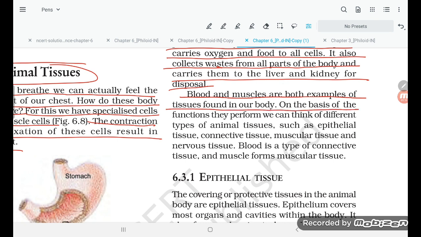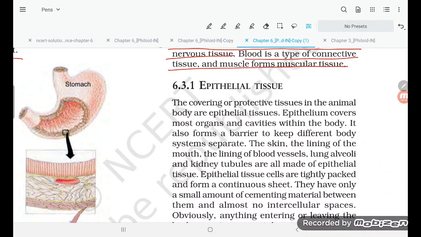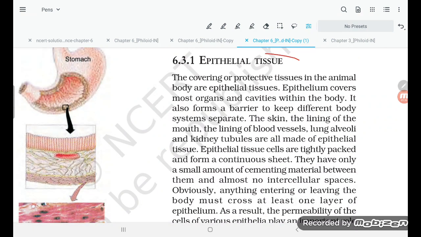On the basis of the functions they perform, we can think of different types of animal tissue such as epithelial tissue, connective tissue, muscular tissue, and nervous tissue. Blood is a type of connective tissue, and muscles form the muscular tissue. Now we are going for the epithelial tissue, students. Let us try to understand epithelial tissue.